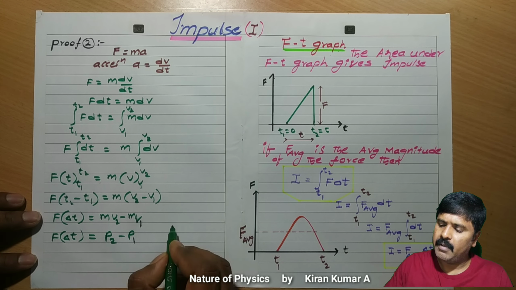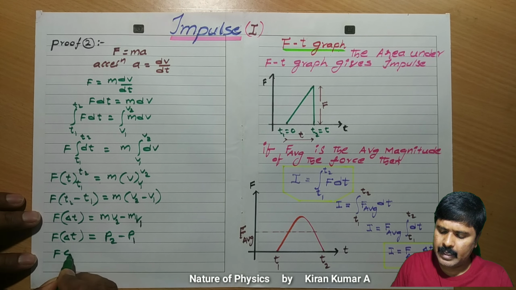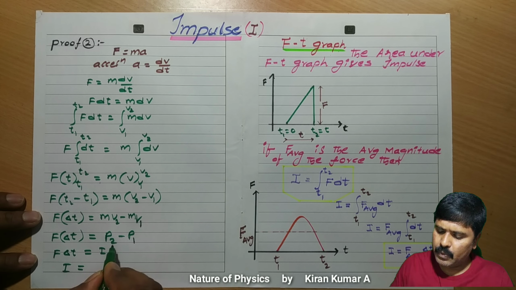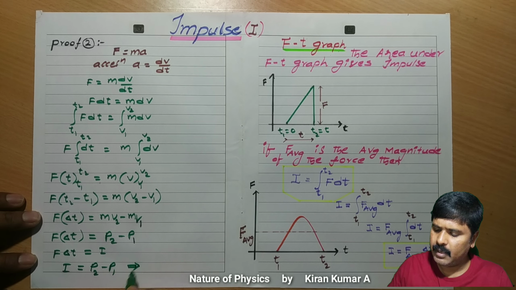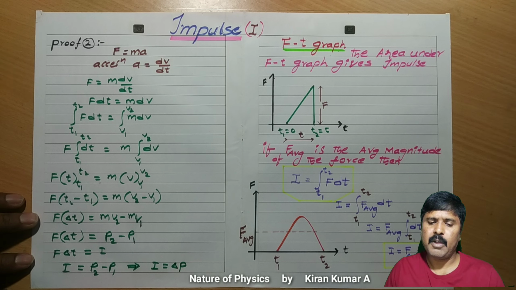So here we already know F into delta t is equal to impulse, student. So finally I is equal to p2 minus p1, student. So I can write here I is equal to delta p. I gave you a clear derivation, student. This is the change in momentum, which is equal to impulse. Okay, student, this is the second proof for the impulse, student.